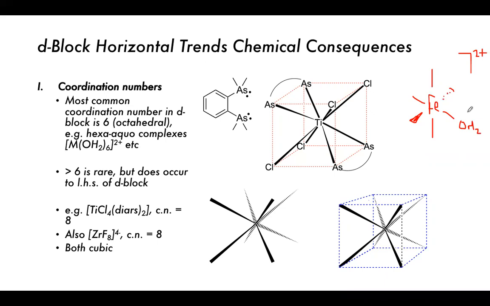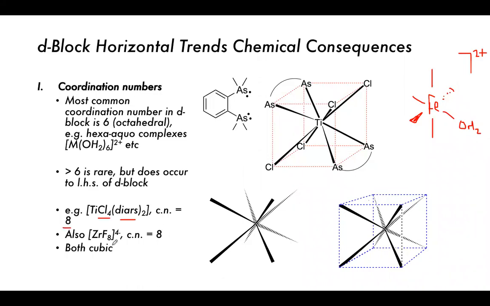A coordination number greater than 6 is rare, but does occur, especially on the left-hand side of the D block. For example, titanium can form a complex with a coordination number of 8. It has this diarsenide bidentate ligand. We'll talk about ligands towards the end of this lecture, but basically it has the ability to form 2 bonds with the metal center. Those 2 bonds are formed here and here, and then we also have 4 bonds to chlorines. So we have a coordination number of 8.